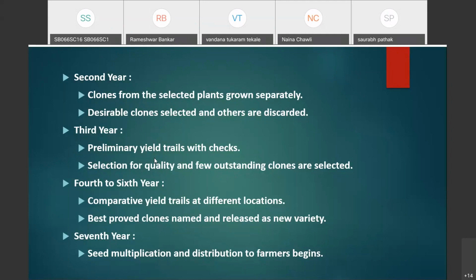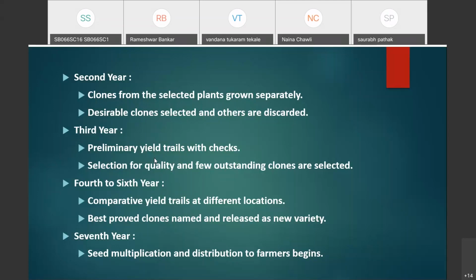Okay, then in the 7th year, the multiplication, seed multiplication. Here I have mentioned that it is seed multiplication, but it is generally the multiplication of the clones, and then these clones, किंवा ते कलम जे आहेत ते काय केले जातात, तर फार्मर्सला कमर्शियल कल्टिवेशन साठी प्रोव्हाइड केले जातात. Okay, here the multiplication of the clones is done, and then these are distributed to the farmers for the commercial cultivation in the 7th year.